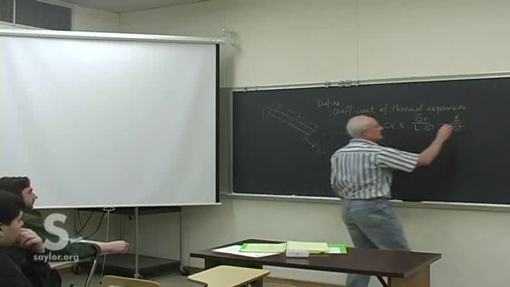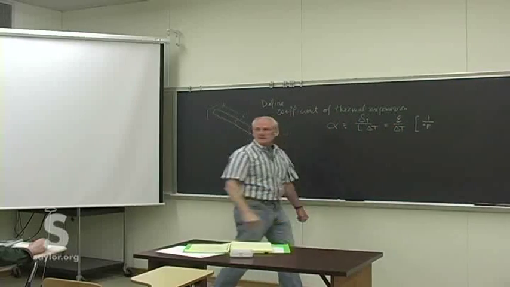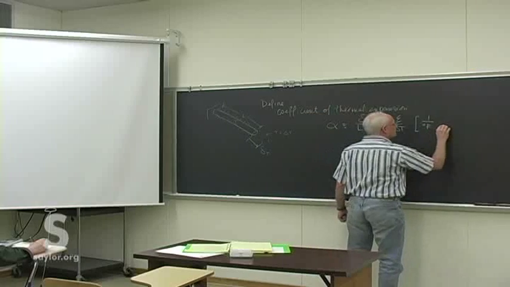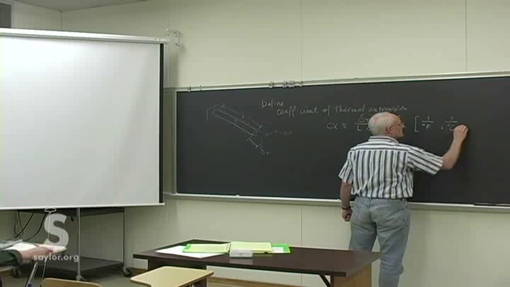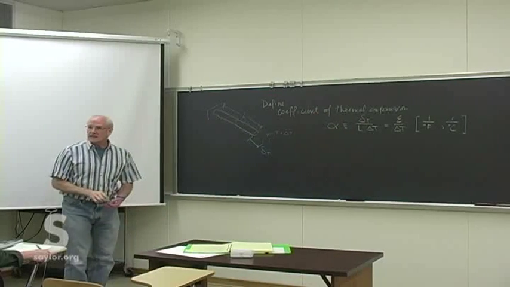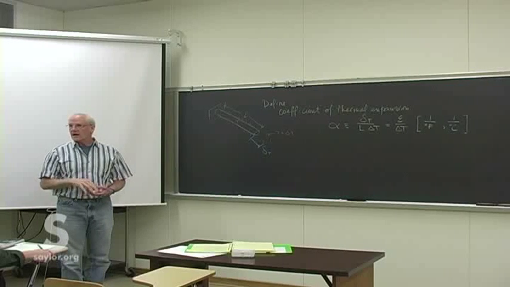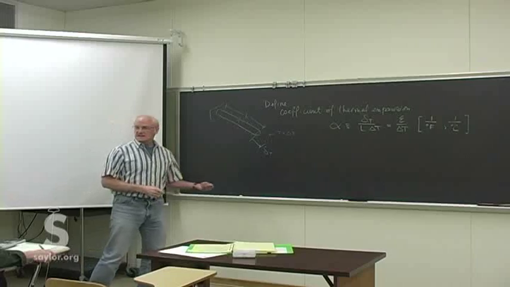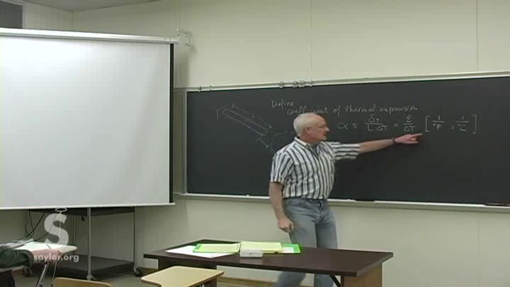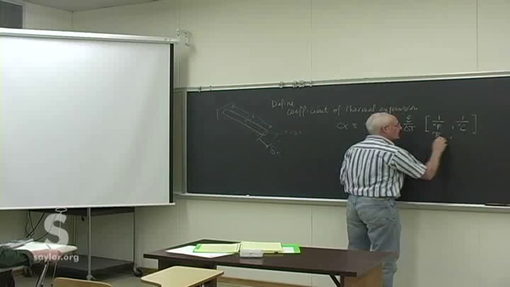It tends to have units of something like 1 over degree Fahrenheit. Remember that strain has no units, so this has just the temperature on the bottom, or 1 over degree Celsius. And if you think about it for a second, it doesn't actually matter if these are temperatures in Fahrenheit or Rankine or in Celsius or Kelvin, because the amount of temperature change is the same size whether it's Fahrenheit or Rankine. Are you guys familiar with Rankine?